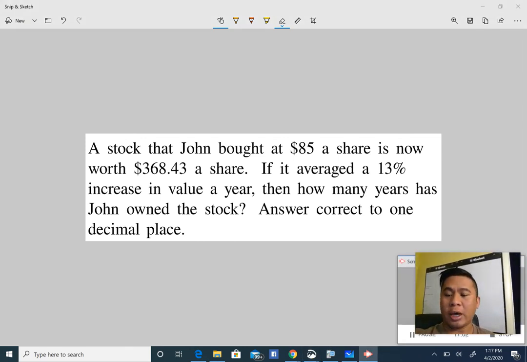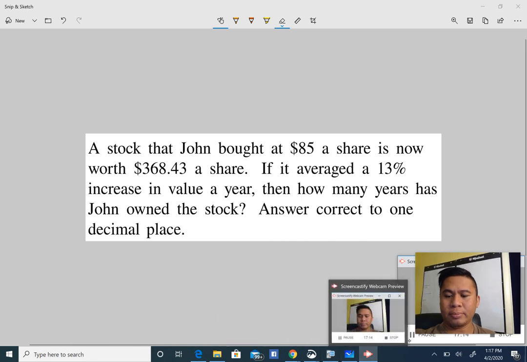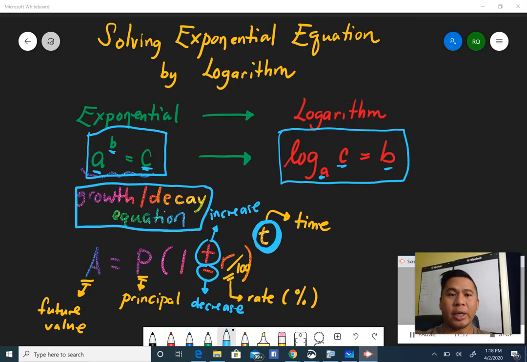For now, you can work on your own on this particular problem about shares or value of shares. Once again, let me know if you have questions regarding this topic about solving exponential equations by logarithm. Tell me, QUAN-do. You can do math.